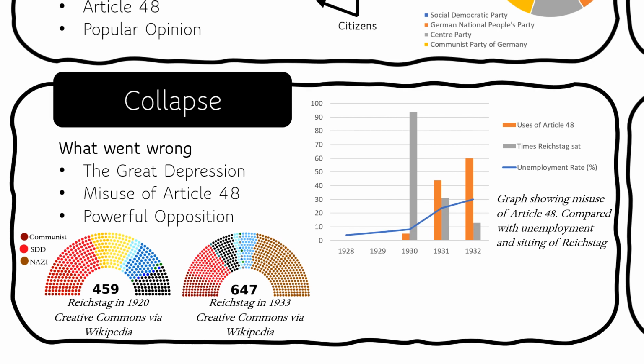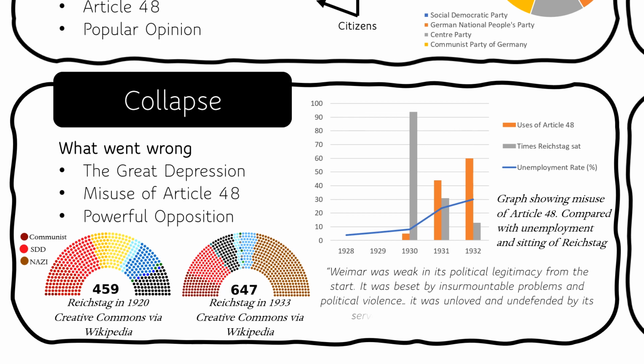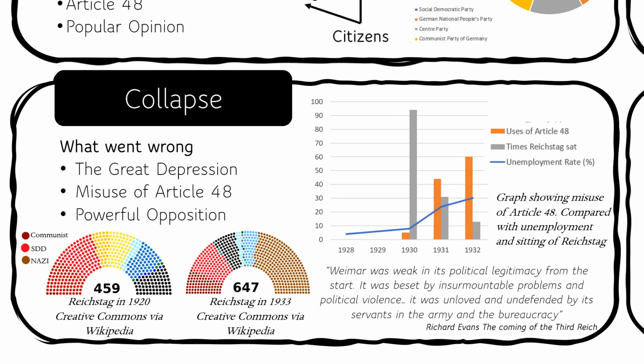It wasn't just opposition from extremist parties. It was the very bureaucracy itself that was against the Republic, helping it to fail. As Richard Evans comments, Weimar was weak in its political legitimacy from the start. It was beset by insurmountable problems and political violence. It was unloved and undefended by its servants in the army and the bureaucracy.